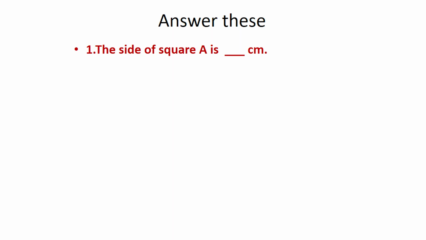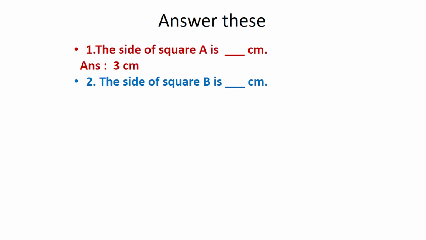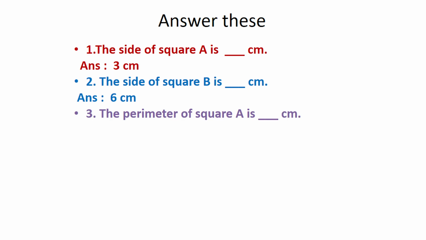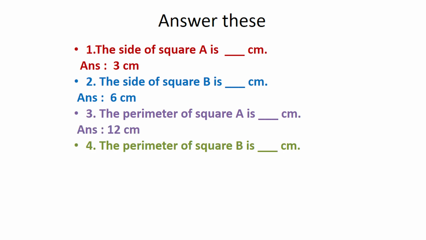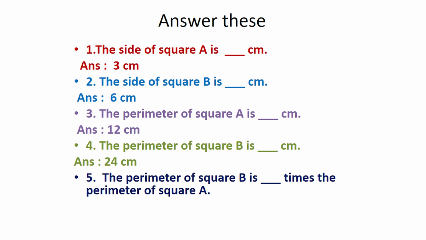Students, answer these questions now. The side of square A is dash centimeter. It's 3 cm. The side of square B is dash centimeter. It's 6 cm. The perimeter of square A is dash centimeter. It's 12 cm. The perimeter of square B is dash centimeter. It's 24 cm. The perimeter of square B is dash times the perimeter of square A. It's 2 times.